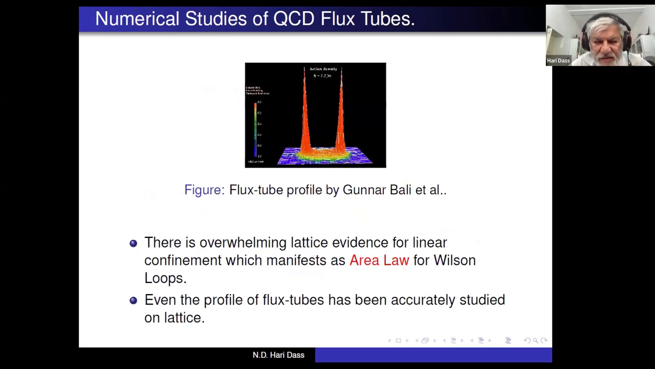There is overwhelming lattice evidence for linear confinement, which manifests as the area law for large Wilson loops. But in addition, rather impressively, even the entire profile of the flux tube has been very accurately studied. And here I show a beautiful result due to Gunnar Bali, et al. Here is the flux tube between a quark and antiquark. And at both the quark and antiquark ends, you see a Coulomb-like peak signifying perturbative quantum chromodynamics, where instead of 1 photon, you have 8 self-interacting gluons, and those peaks can be completely captured by analytical perturbative QCD calculations. But in between, you see a beautiful flux tube that has developed between the quark and the antiquark.